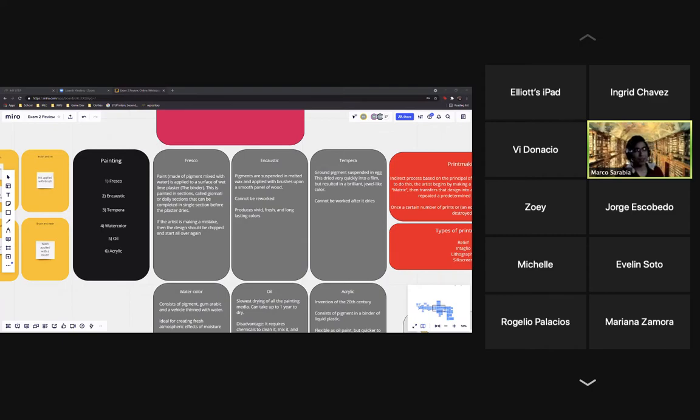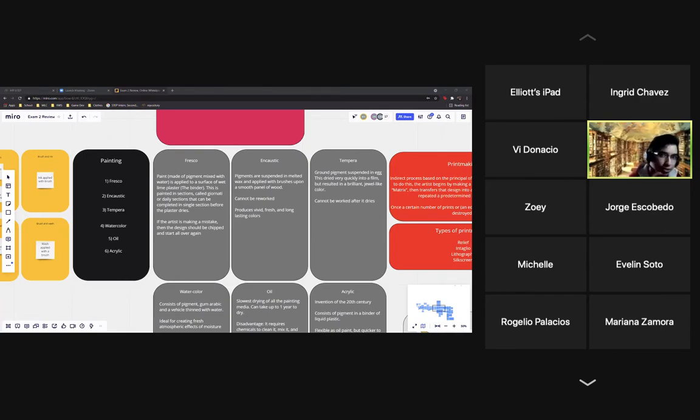Thank you. So yeah, just like Elliot said, basically what fresco paintings are is you take the paint, which is the pigment, and you take the binder, which is going to be lime plaster.